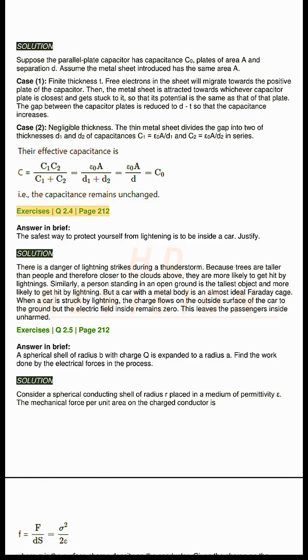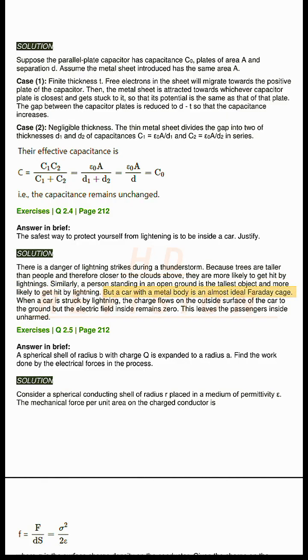Exercises Q2.4, page 212. Answer in brief. The safest way to protect yourself from lightning is to be inside a car. Justify. Solution. There is a danger of lightning strikes during a thunderstorm. Because trees are taller than people and therefore closer to the clouds above, they are more likely to get hit by lightning. Similarly, a person standing in an open ground is the tallest object and more likely to get hit by lightning.